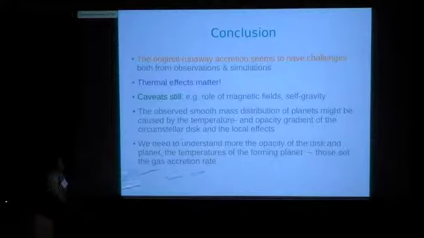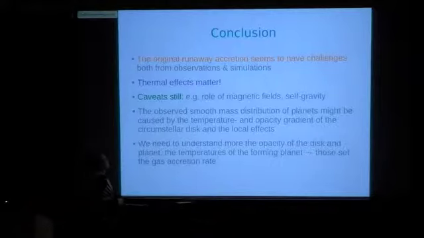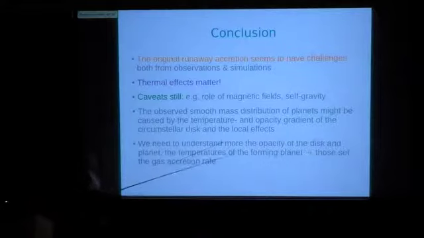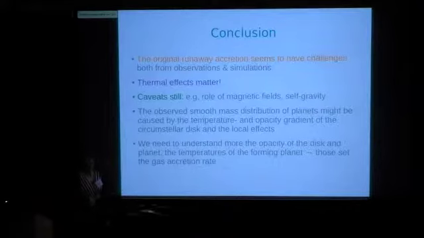But all in all, we can see that the observed smooth mass distribution of planets might be caused by the temperature and opacity gradient of the disk and the local thermal and opacity effects near the planet. For this reason, we need to understand much better the opacity of the disk and the forming planet, because that will set the accretion rate. So thank you very much.